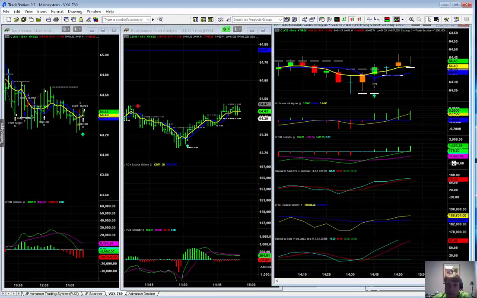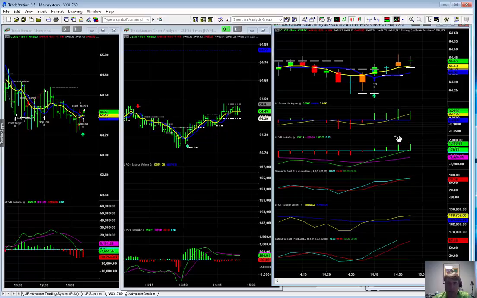Based on this one single setup, they all fired off at about the same time. I guess you could look at the stochastics being oversold. This is crude oil, not much happening today. We'll get back to this trade in a minute.